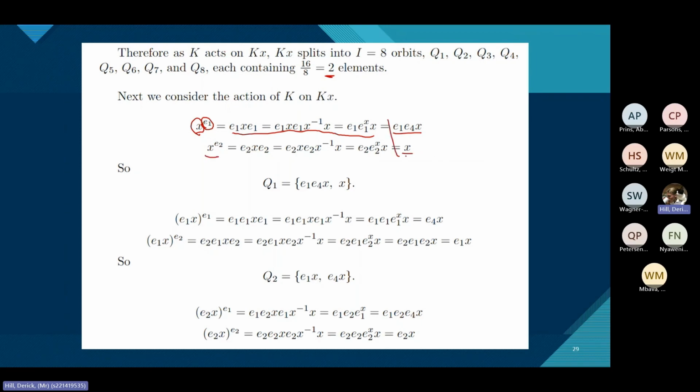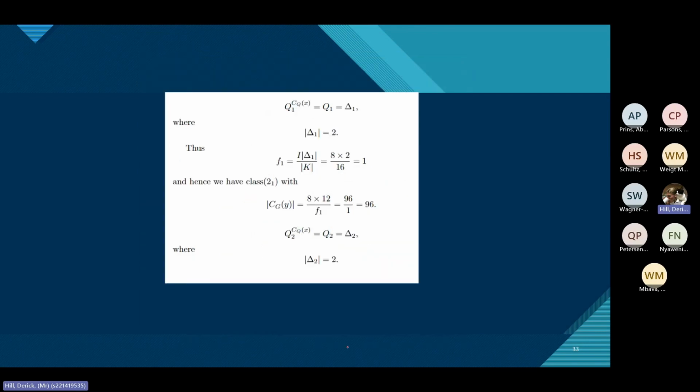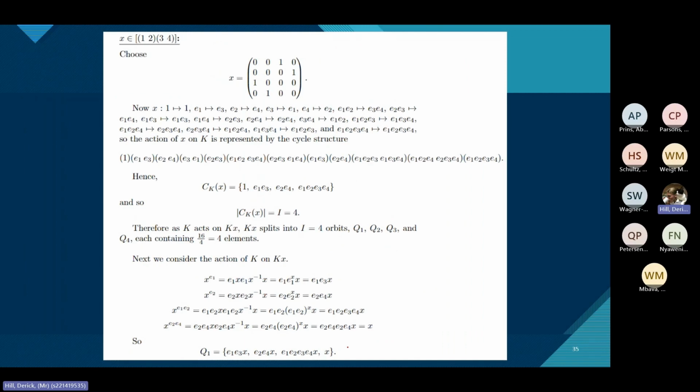Now we have 2 elements, and we know that this is going to be our first orbit. We keep doing that until we only have 2 elements left, and then we know that those 2 elements are going to be in our last orbit. Using MATLAB, I got the centralizer of x and q. We get the size of that centralizer, we plug in the values, and we get all our different classes. Now, in the interest of time, I'm not going to go through every one, but as you can see, it repeats for every class.